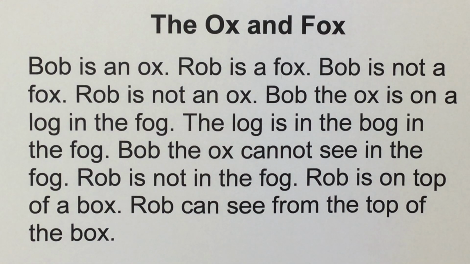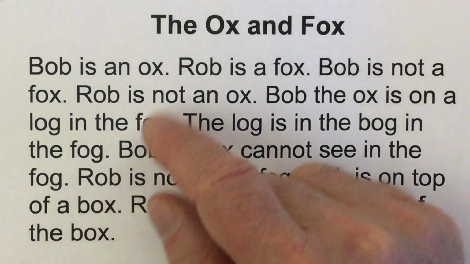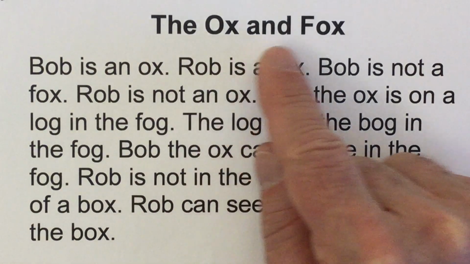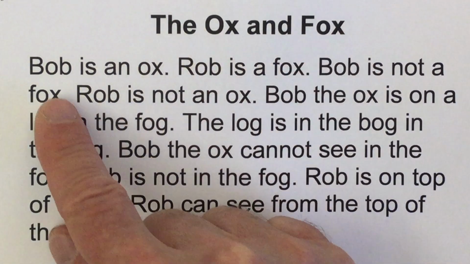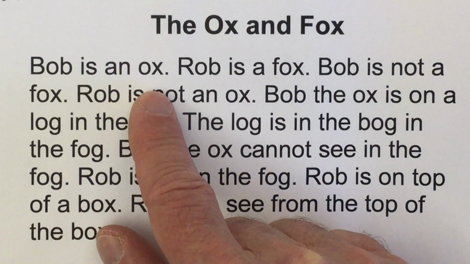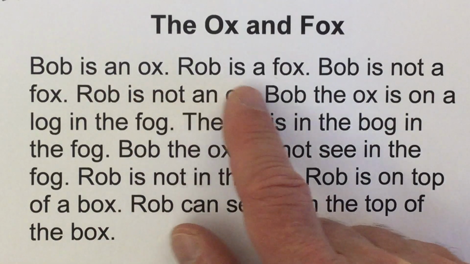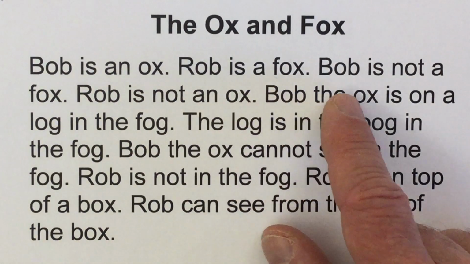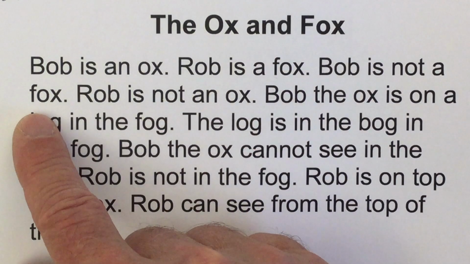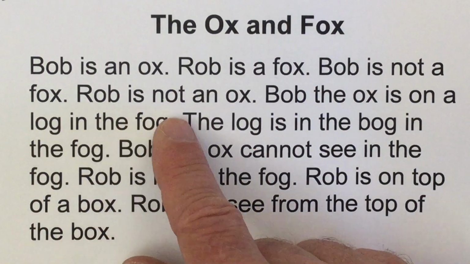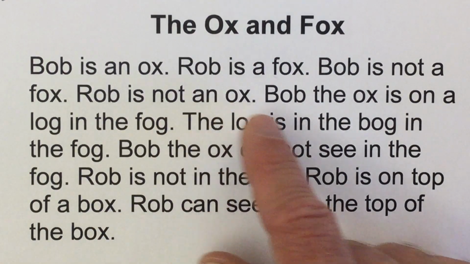Okay, let's get started. It's called The Ox and Fox. Bob is an ox. Rob is a fox. Bob is not a fox. Rob is not an ox.